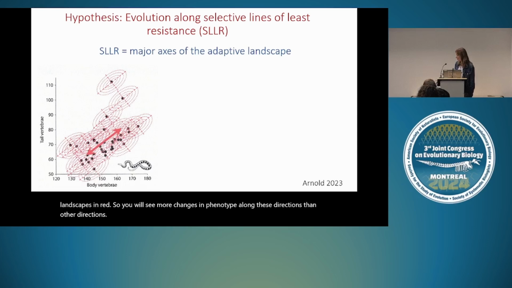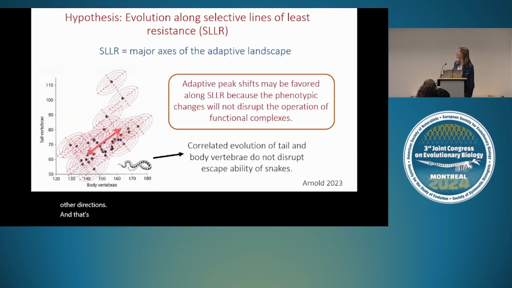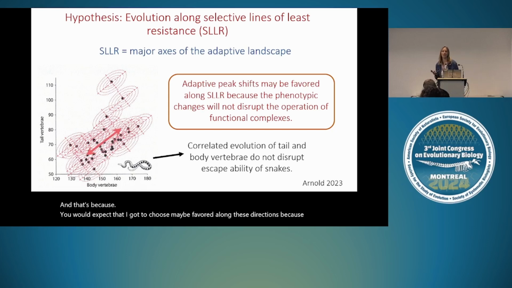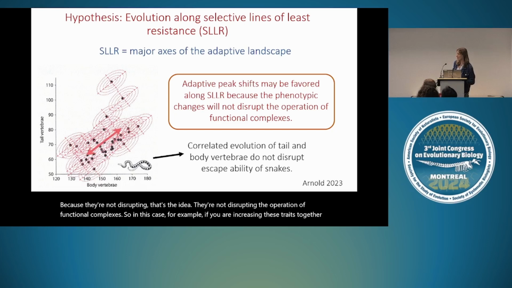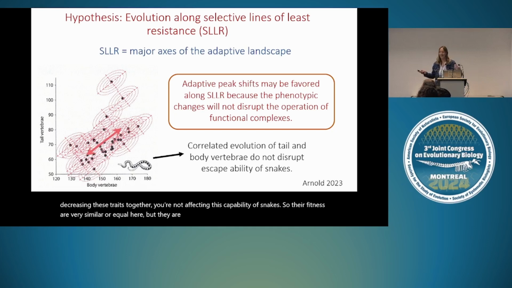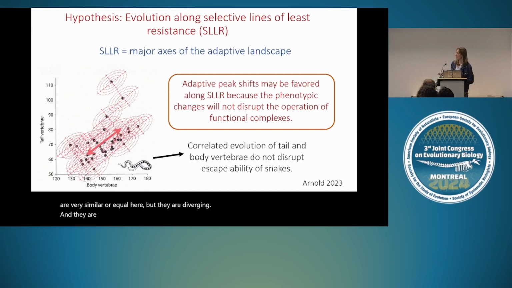And that's because you would expect that adaptive shifts may be favored along these directions, because phenotypic changes along these directions cause little or no effect in fitness. So why? Because they're not disrupting, that's the idea, they're not disrupting the operation of functional complexes. So in this case, for example, if you are increasing these traits together, decreasing these traits together, you're not affecting the escapability of snakes. So their fitness is very similar or equal here, but they are diverging. And they are diverging along these selective lines of least resistance.